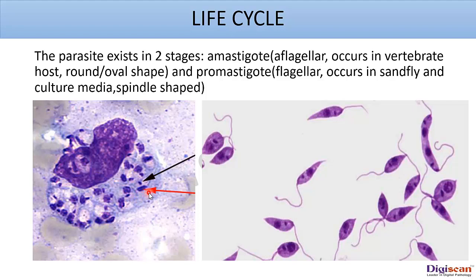So here we can see that the red arrow is pointing towards the nucleus of the amastigote, and often perpendicular to that is a small body known as the kinetoplast, which is demonstrated by the black arrow. So this constitutes the amastigote form of the Leishmania parasite. Over here we see the promastigote form of the Leishmania, which is composed of slender spindle-shaped organisms. These again have a nucleus and a kinetoplast. These are flagellated and they occur only in the sandfly and in culture media.